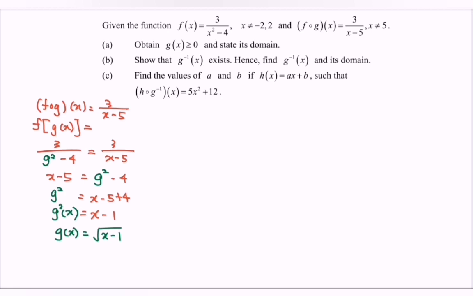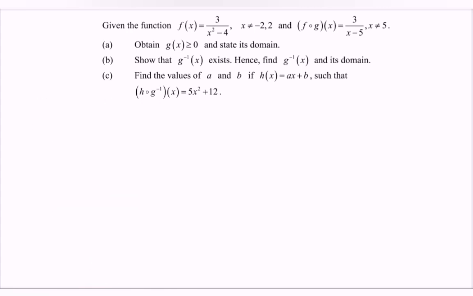State the domain. So we have x minus 1 greater than or equal to 0, so x greater than or equal to 1. So the domain for g is 1 until infinity. So that is the answer for A.